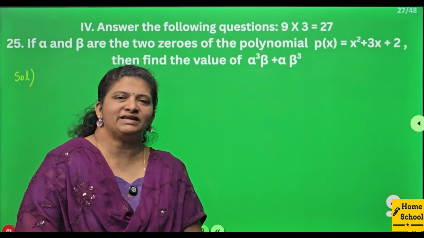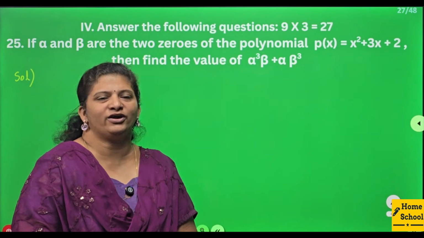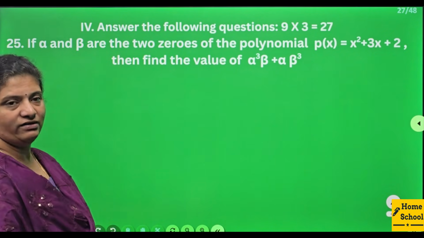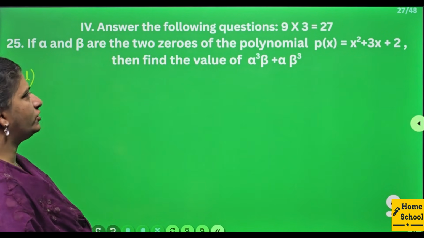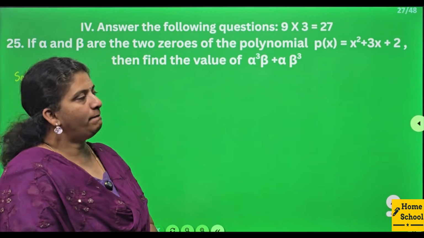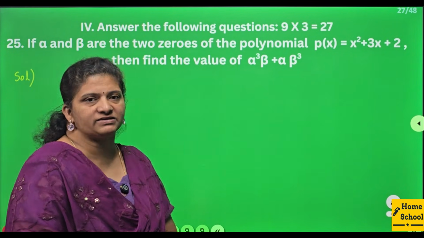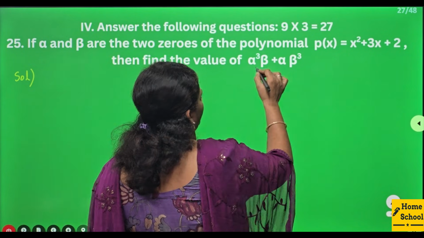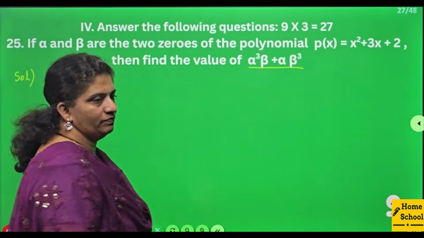With this, we complete 3 mains. 4th main, answer the following questions. 9 3-mark questions will be there. 25. If alpha and beta are the two zeros of the polynomial p of x is equal to x square plus 3x plus 2, then find the value of alpha cube beta plus alpha beta cube.